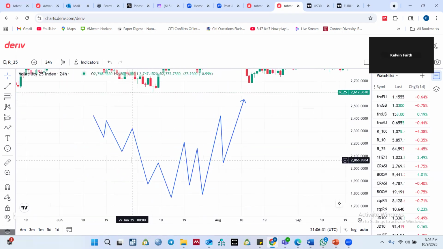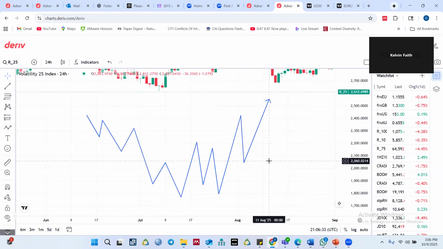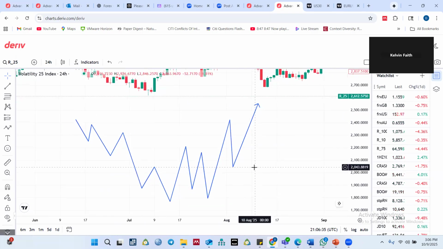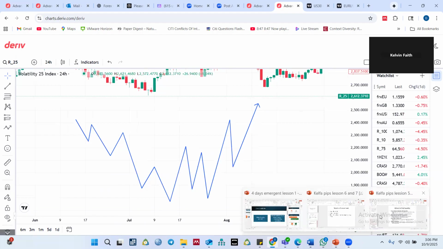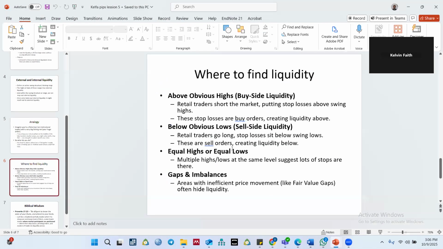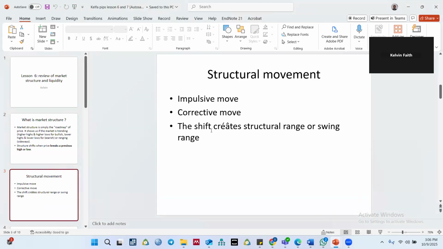Good. So, at what point can we say there is a structural shift? And at what point can we determine or say that we have a swing range? At what point can we say that we have a structural shift? And at what point can we say we have a swing range?